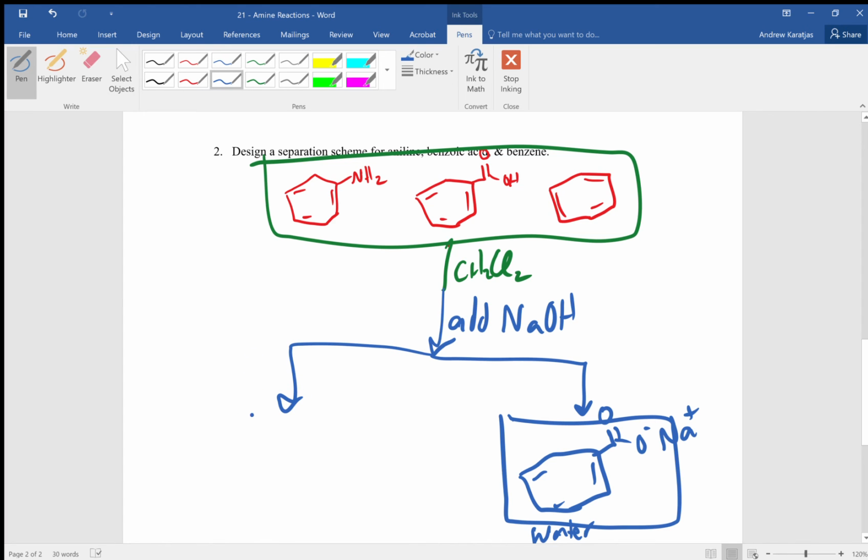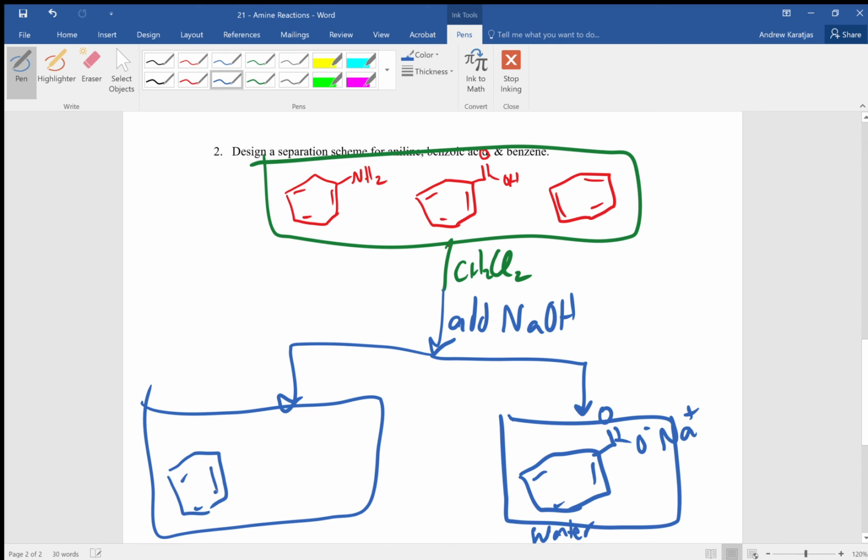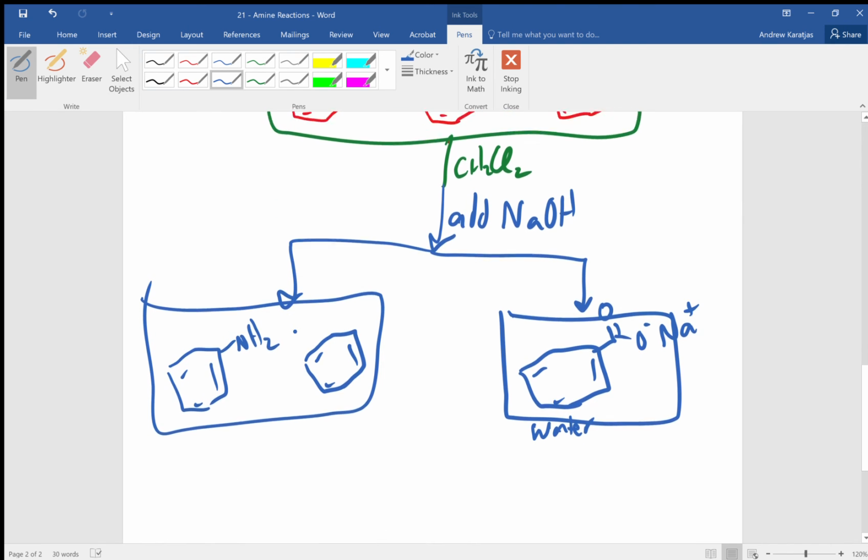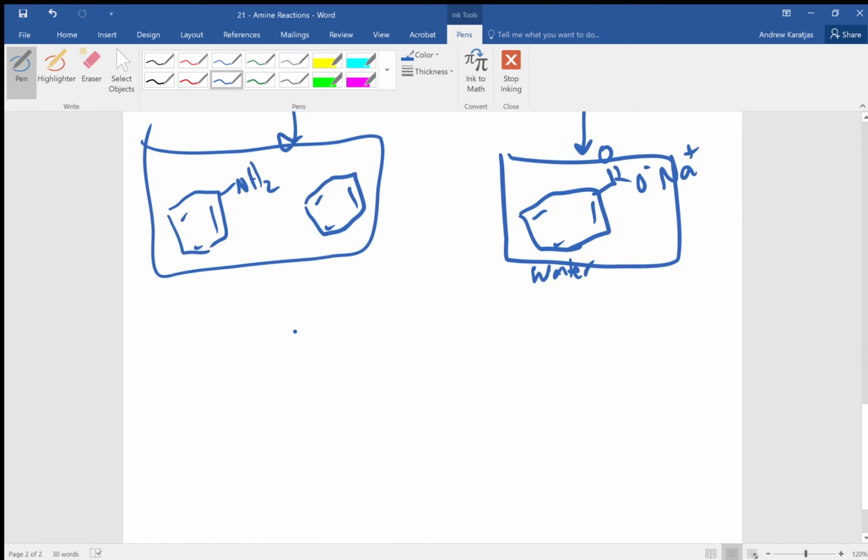Whereas the organic layer will still have the aniline and the benzene. So we've now separated one of our components out. We've gotten the benzoic acid out. And if we want to actually recover it as benzoic acid, we would take this, we would add HCl, and that would reprotonate it back to the carboxylic acid.